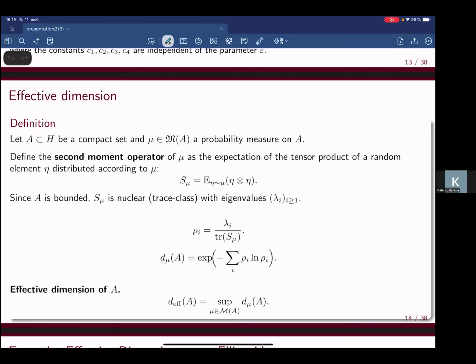So since this set A is bounded, this operator is trace class, which means it has a discrete sequence of eigenvalues denoted lambda i. And now we normalize this spectrum by dividing each eigenvalue by the total trace. So we have rho i equals lambda i divided by the sum of all lambda.